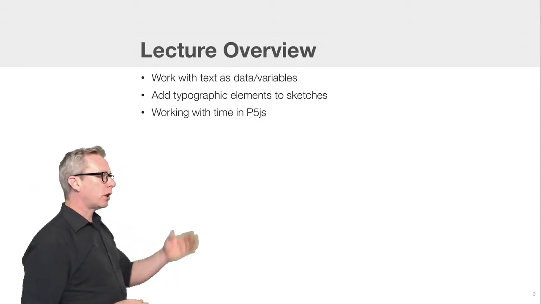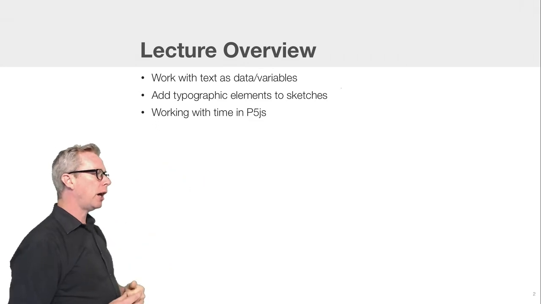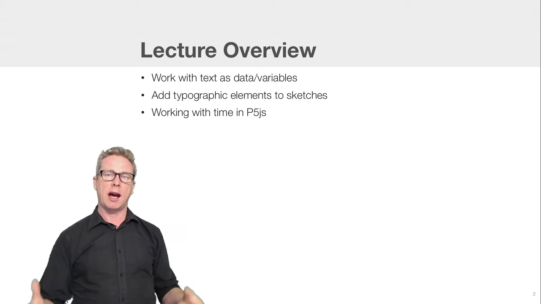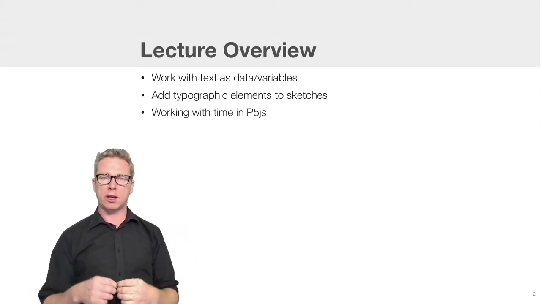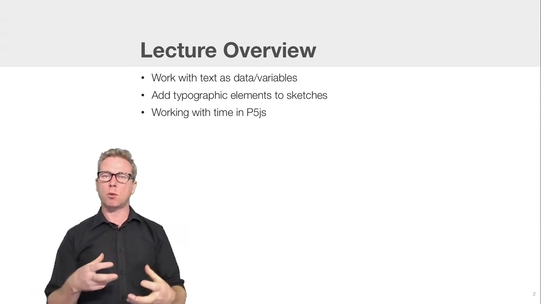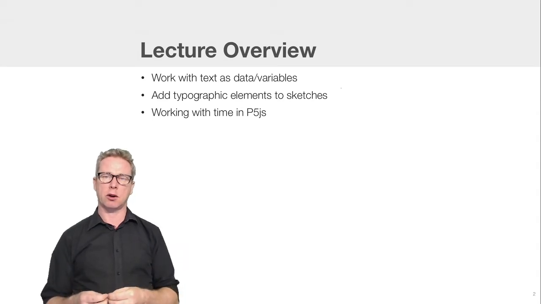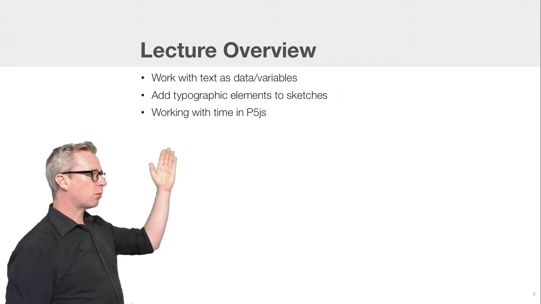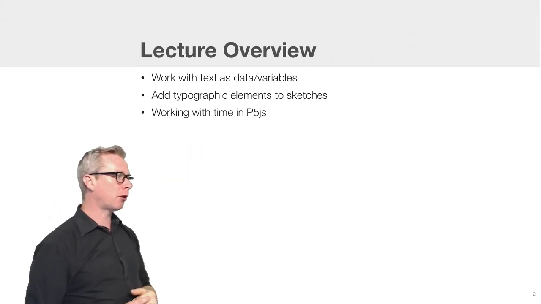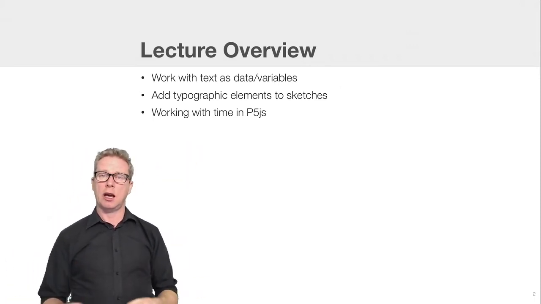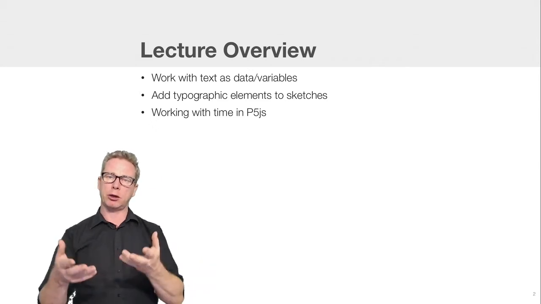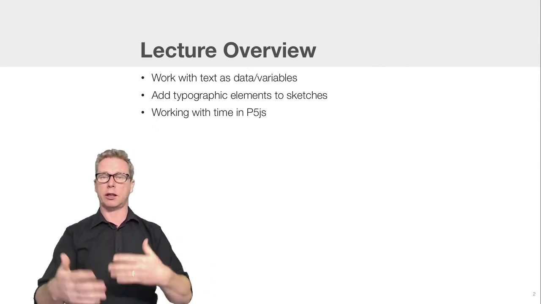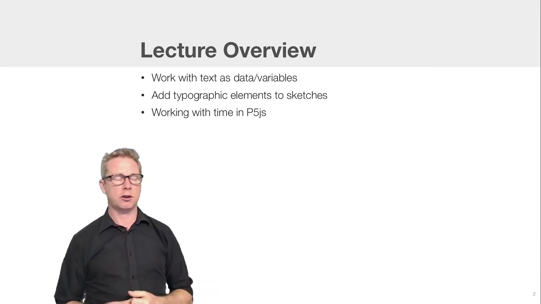In this lecture, we're going to start in the first part by explaining just some nuts and bolts of how to work with text as a kind of data, how to store text in variables, and some of the ways that we can do simple manipulations on text in variables. Next, we're going to look at how to add typographic elements to your sketches, how to choose a font and then upload it to the P5JS editor so that you can load and display that font in your sketch.